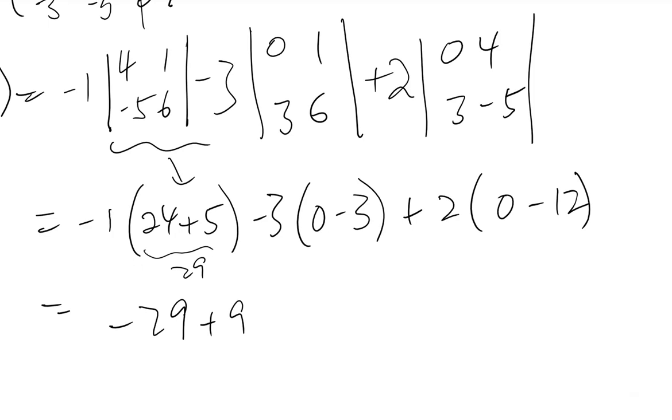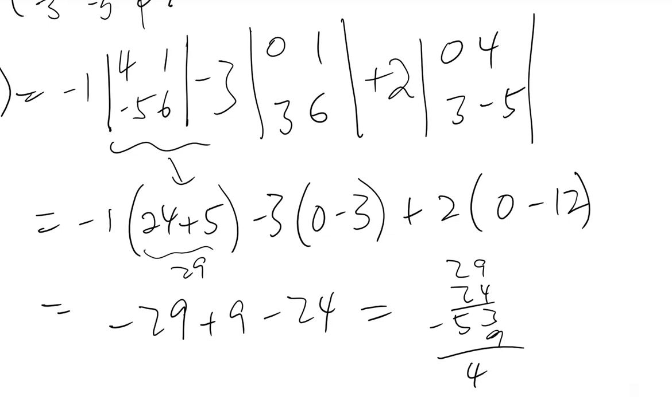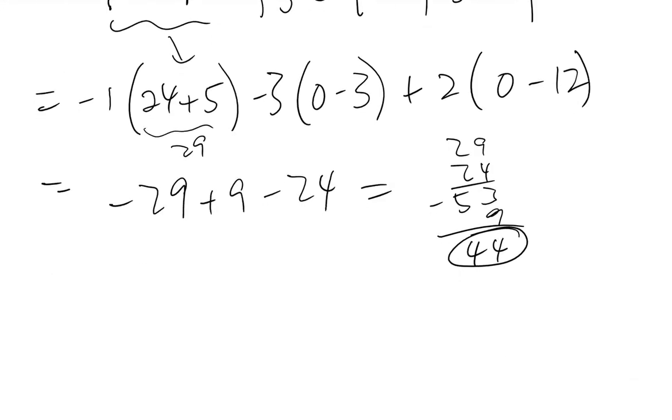All right, so it's 29 and 24 is 53. That's -3 plus 9. That will be 44. And so 44 is my determinant. Okay, so that's the answer. Right there, 44.